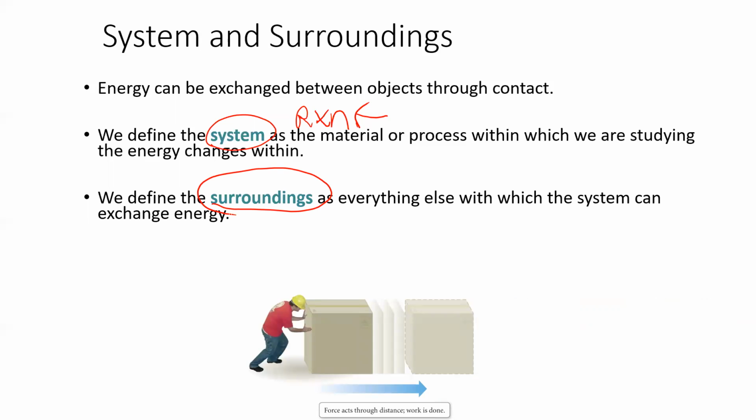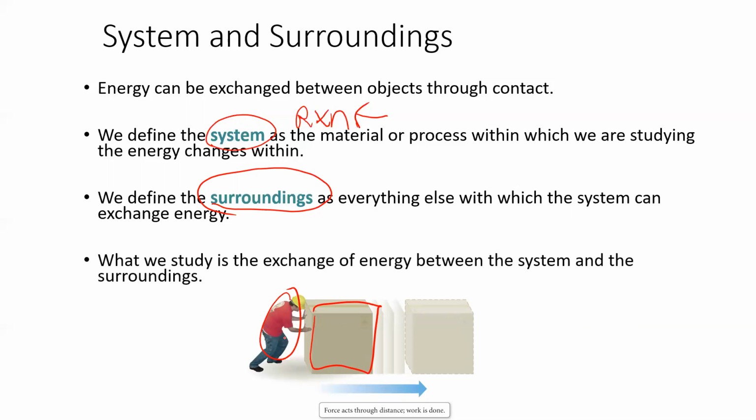So we see here that the man, right, he is pushing on this system. So he is applying work to this system so that it can move. So what we study in exchange of energy between the system and surroundings is typically referred to as thermodynamics or thermochemistry. We are observing energy changes within a reaction, and a lot of times we do this by measuring the energy changes in the surroundings.